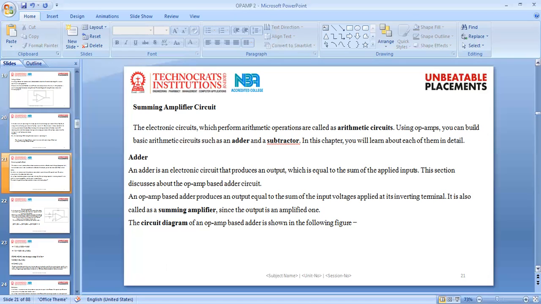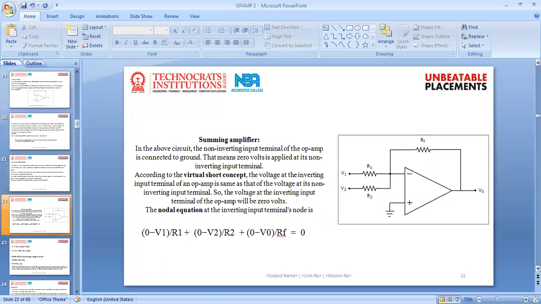The circuit diagram of an op-amp based adder is shown. This one is the adder circuit, the adder op-amp circuit. This is also called the summing amplifier.